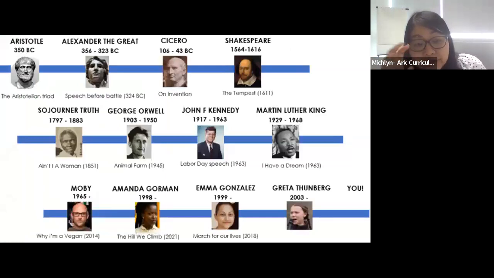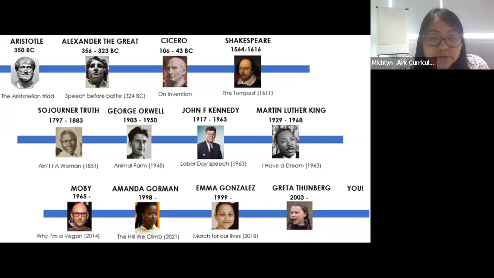This is in the resource, if you scanned the QR code at the beginning of the webinar. Here are some of the speakers that students encounter in this unit. These aren't the only ones. We also say to schools, here's a list of speakers and speeches that we look at, but feel free to add your own. Some schools have already added their own modern speakers to that timeline, which is absolutely fine.